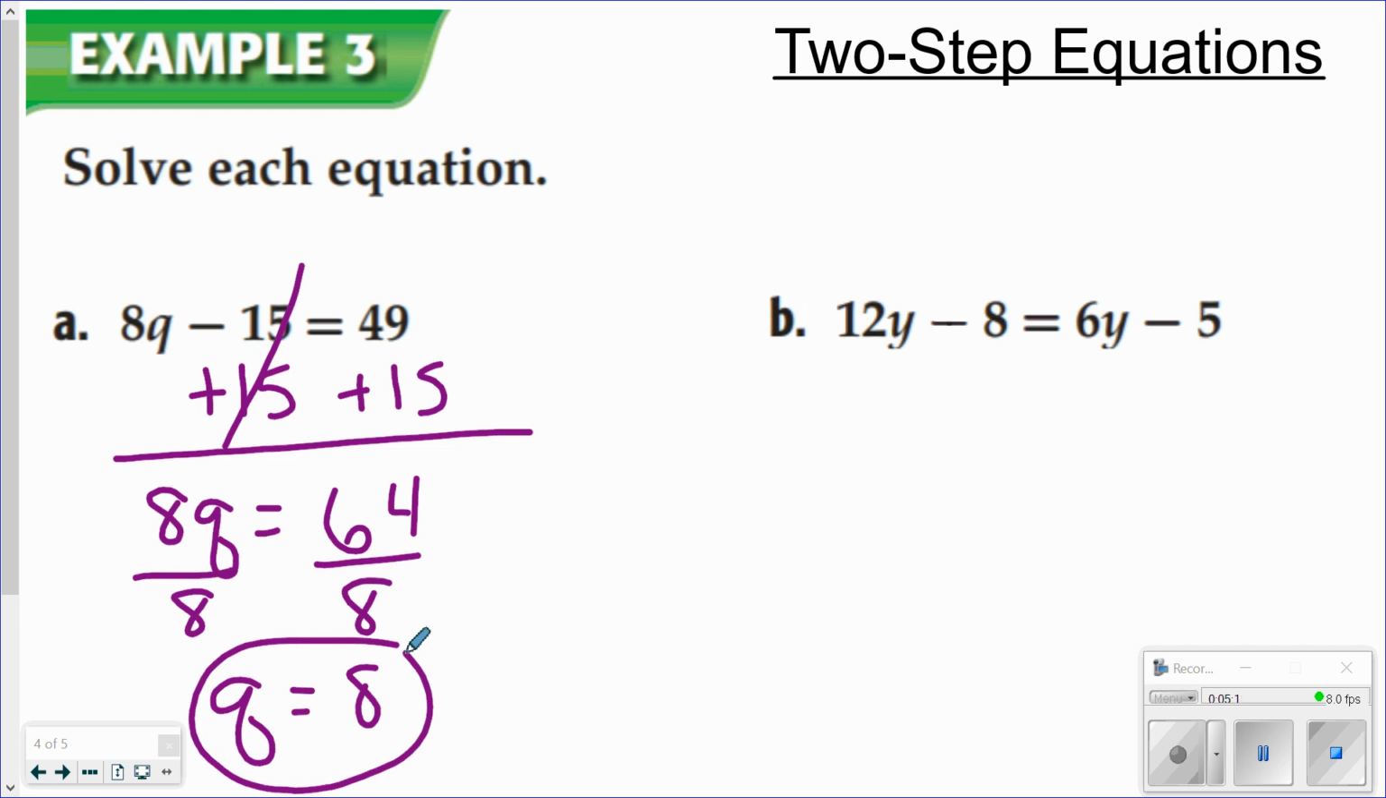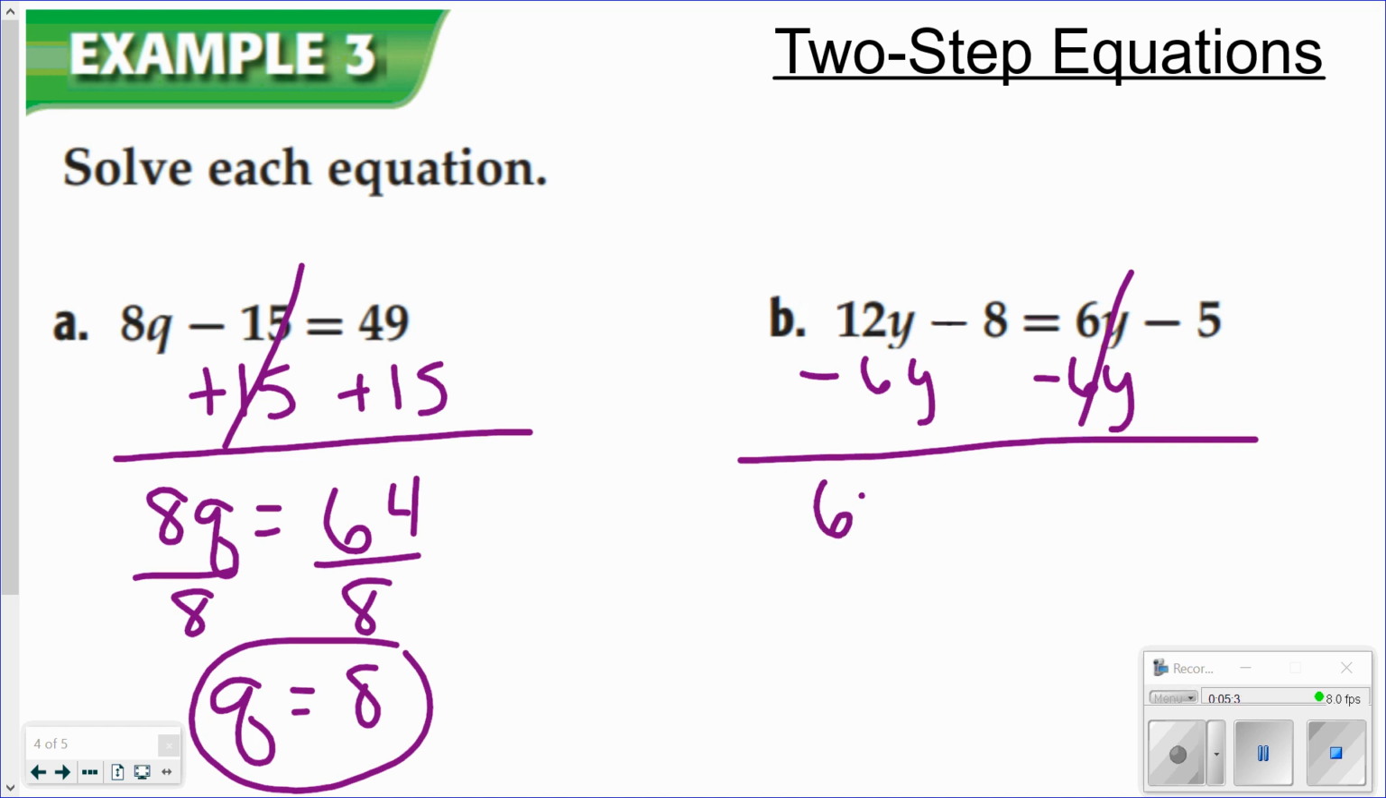Let's move on to B here. There's a few things we can do first, but what I'm going to do first is subtract 6y from each side. I'm going to do that so my variable ends up being positive, because 12y minus 6y is a positive 6y. I have that negative 8 is equal to negative 5.